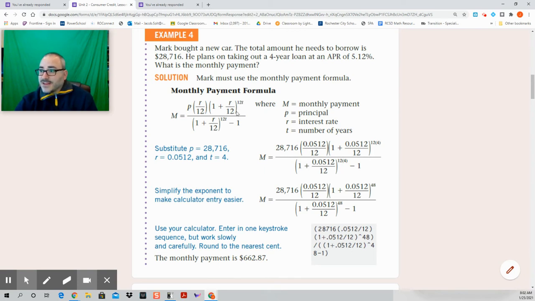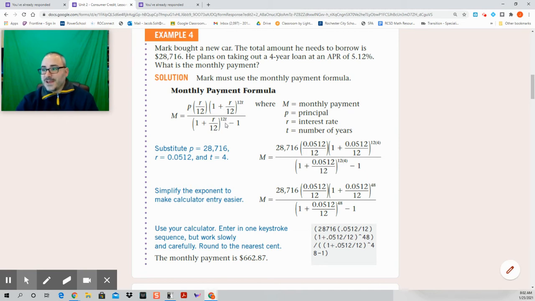This piece in parentheses is raised to 12 times T, right? And why is it 12 times T? Well, T is the number of years, and 12 is how many months there are in 1 year. So if it's a 4-year loan, I'm going to put a 4 in for T. 12 times 4 is 48. I'm going to raise all of this in parentheses to the 48th power.